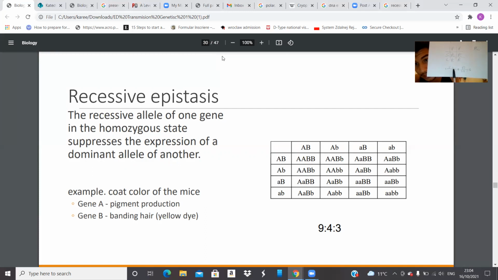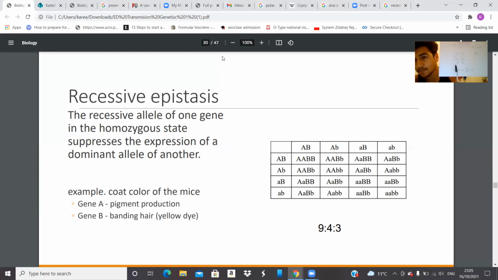So if something happens with process 1, it doesn't matter what happens at process 2, because there's no pigment produced. So you're always going to be white, no matter what color is coded for. There's a certain protein here, and in order to correctly code for this protein, you need a dominant allele. If you have 2 recessive, then you're not going to have this protein. So if you have 2 recessive, you're always going to be white. That's 2 recessive of the gene that produces the protein that carries out process 1.